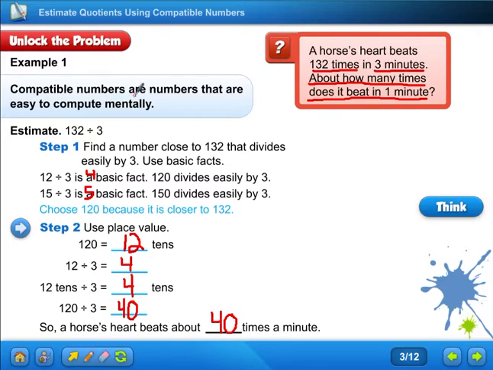Compatible numbers are numbers that are easy to compute mentally. We could figure this out without doing too much work. It was an easy way to figure it out. And remember, it said about, so we didn't have to be exact. All right.